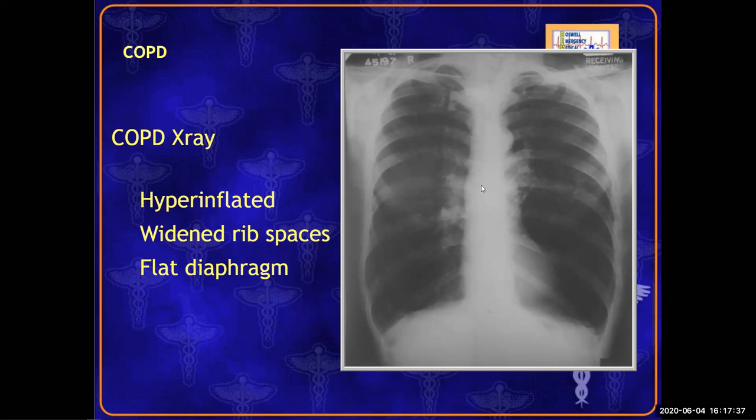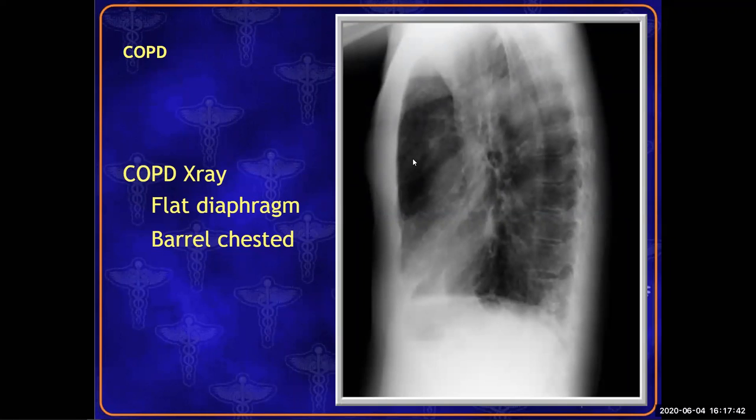And then on lateral views, you see a lot of the same characteristics. A lot of black spaces here. Again, that's a lot of trapped air, those CO2 retainers, flat diaphragm. The nice top of the lung here starting to flatten out. It should have a nice peak to it. It almost becomes a barrel.